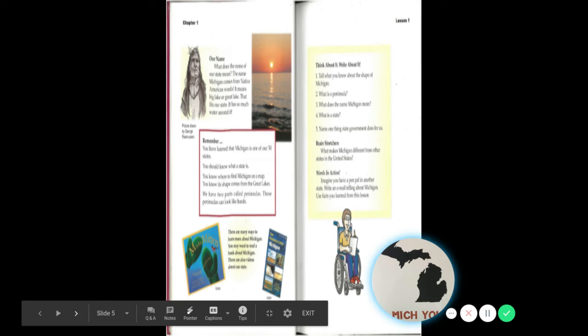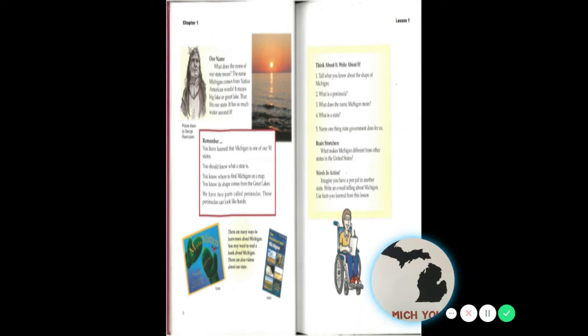All right, our name. What does the name of our state mean? The name Michigan comes from the Native American words. It means big lake or Great Lake. That fits our state. It has so much water around it.